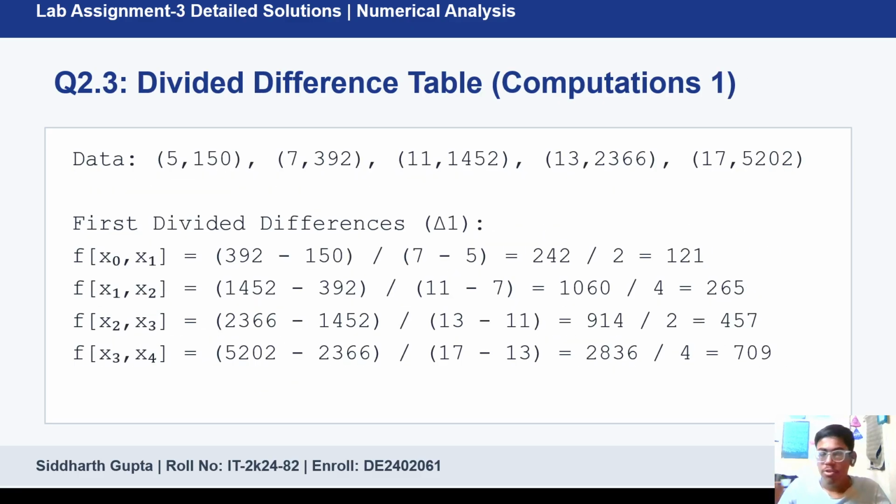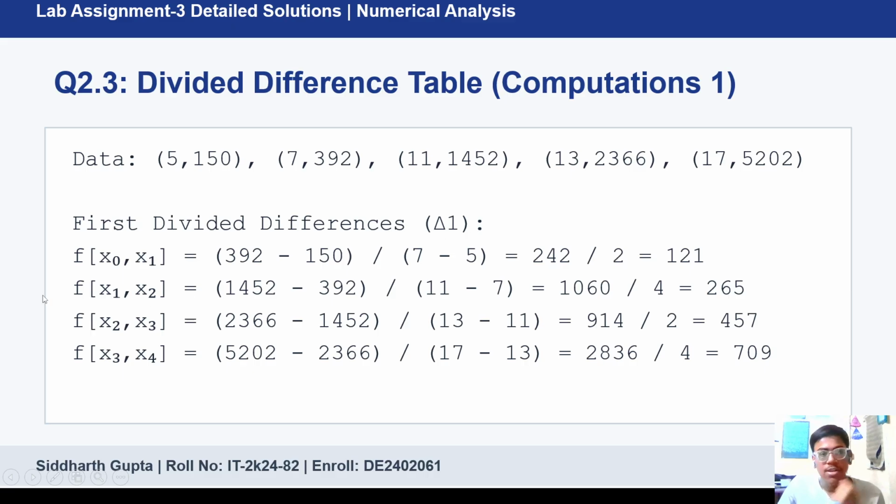So what we could do, we could use either Lagrange's or divided difference. Lagrange's I have already explained. Now we are coming to divided difference. For divided difference, we will create a divided difference table, that is f of x0 comma x1 will be equal to f of x1 minus f of x0 upon x1 minus x0. f of x1 comma x2 will be equal to f of x2 minus f of x1 upon x2 minus x1. f of x2 comma x3 will be f of x3 minus f of x2 upon x3 minus x2. f of x3 comma x4 will be f of x4 minus f of x3 upon x4 minus x3.